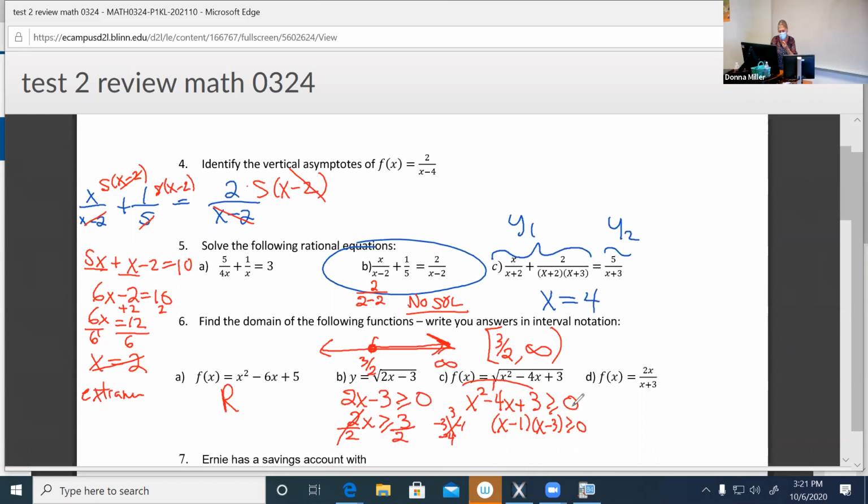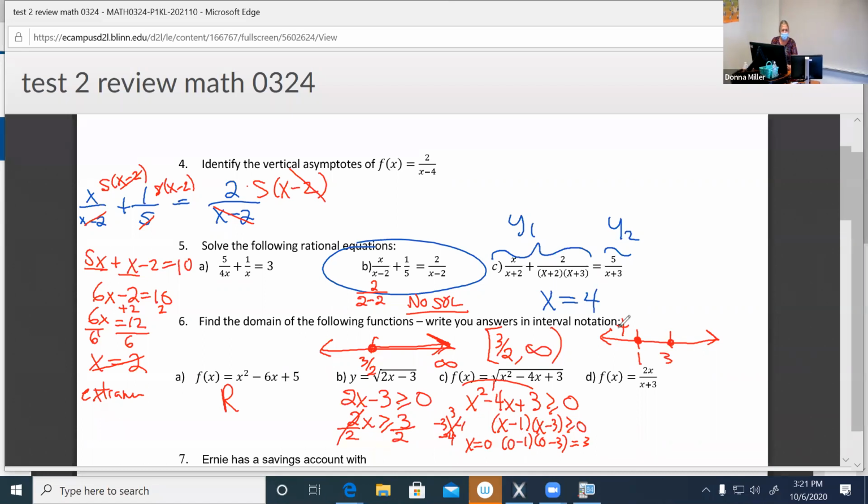So what I'm going to do is set up what's called a little sign test. I know at 1 and 3 it equals 0, so all I've got to do is figure out whether it's positive or negative in between. Pick a number less than 1 and plug it in. If I let x equal 0, I get 0 minus 1 times 0 minus 3, which is positive 3. So anything less than 1 is positive.